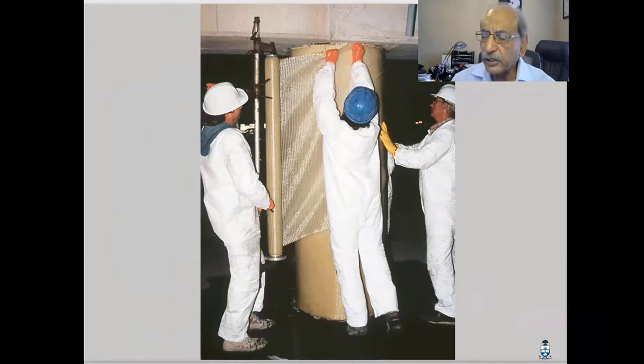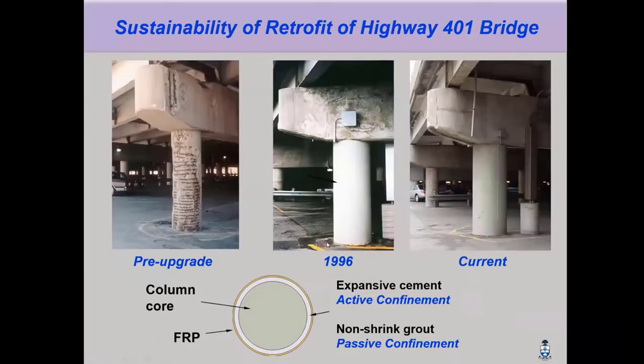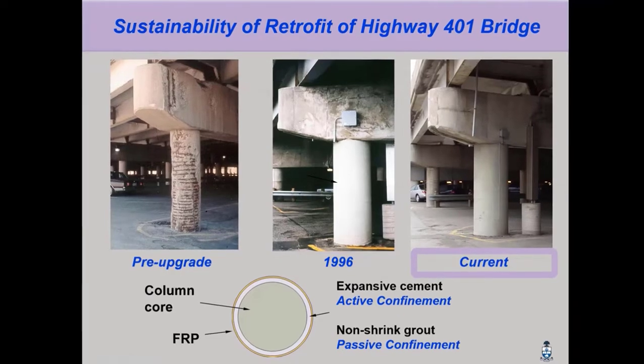So the FRP was basically wrapped around it, in two layers. And this is how the column looked pre-upgrade. In 1996, we repaired it. And about 25 years later, the column looks exactly the same.